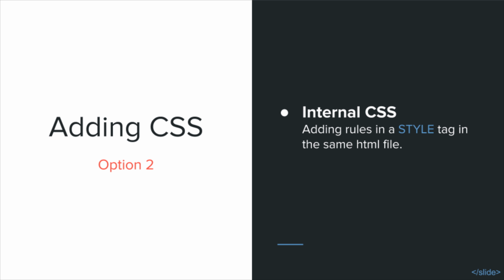The second option we have to add some style to our HTML is internal CSS. This consists of adding rules in a style tag in the same HTML file. And before we see an example, please remember that there is a big difference between HTML attributes and HTML tags. So let's get on to the examples.